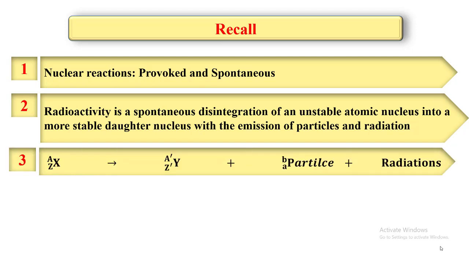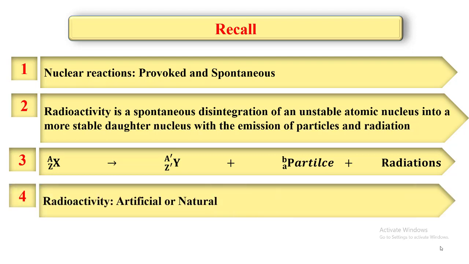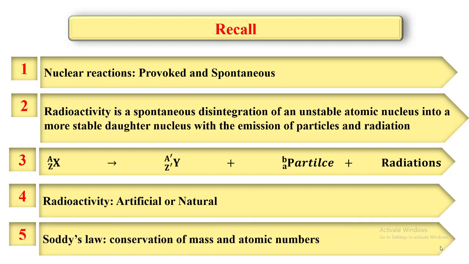The general equation of a radioactive reaction is given here: atom X decays into a more stable atom Y, accompanied by emission of a particle and radiation. Also, we have seen that the radioactive reaction can be artificial or natural. And the last objective that was discussed was Soddy's law, in which we have seen that the mass number and the atomic number are conserved.